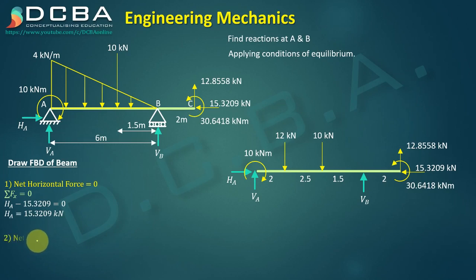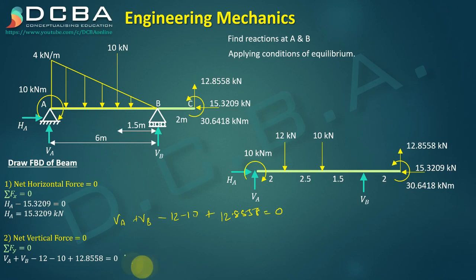Then summation Fy equals 0, we have VA acting upwards plus VB also acting upwards, minus 12 minus 10 plus 12.8558, right? This has to be equal to 0. So we get VA plus VB is 9.1442.